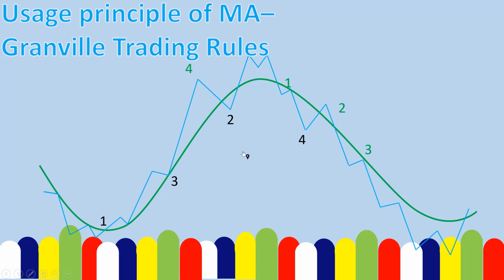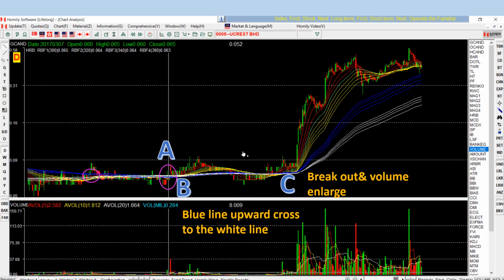So after we learn about the Granville trading rules, we can manage to use Homey Rainbow well. First, the first buy point is here, the buy point A. We can see the point A is the first buy point, where the price upwards breaks out of the MA. Here will be the MA, then here will be the buy point. And here we can see this one is also a buy point, but it lasted just 2 days only. 2 days breakout, then the price still pulled back to here.